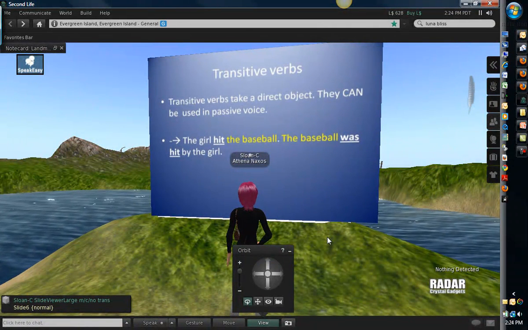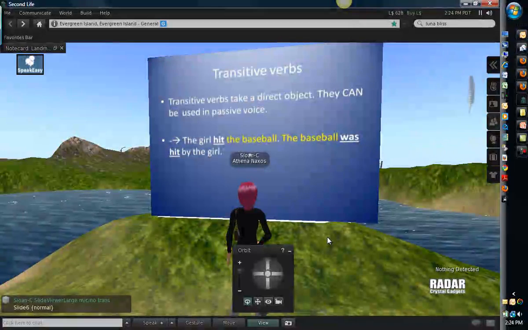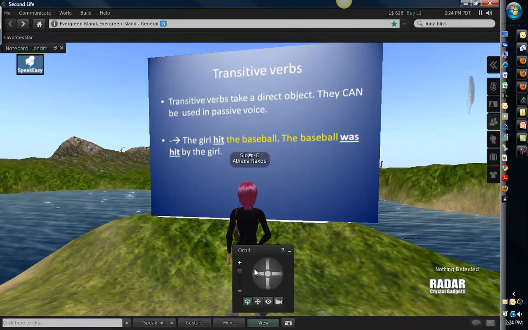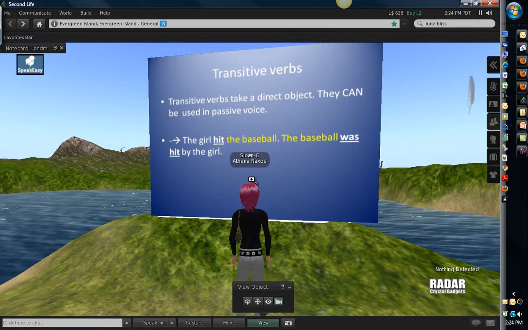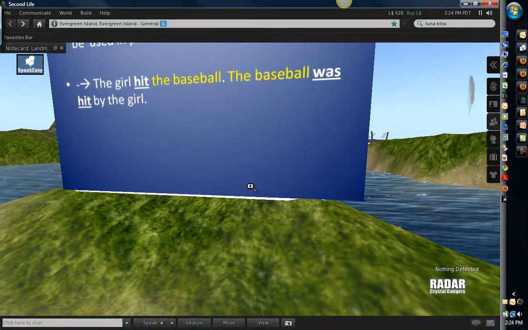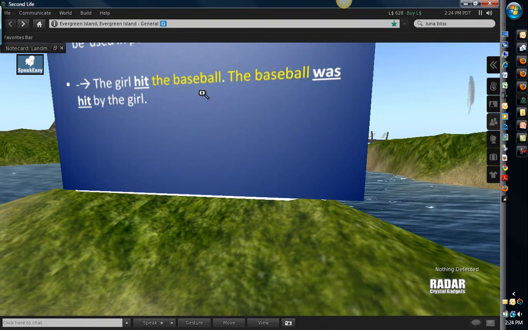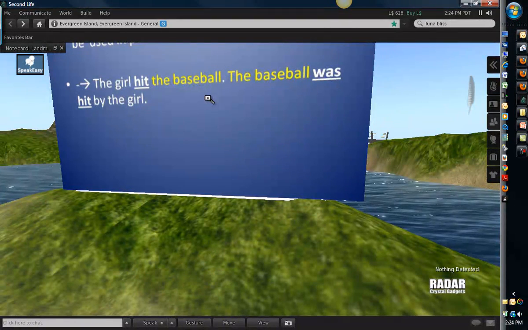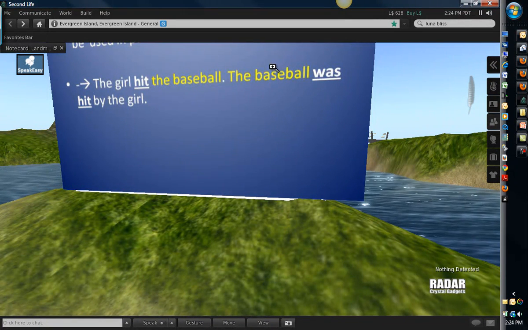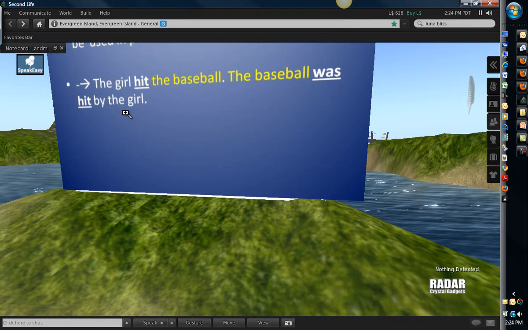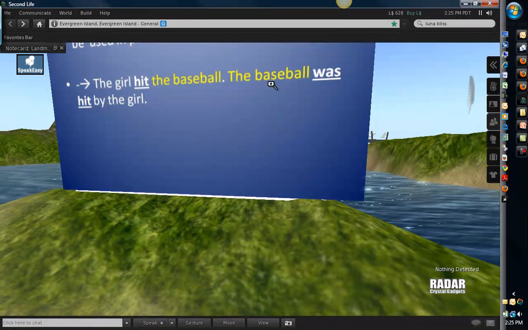Okay, now let's talk about transitive verbs a little more. Transitive verbs take a direct object. They can be used in the passive voice. Let's look at this example. The girl hit the baseball. The verb hit is a transitive verb. It takes a direct object, baseball. We can make that sentence passive. In the passive sentence, baseball, which was the object of the sentence, now becomes the subject. The baseball was hit by the girl. Now the baseball is much more important in the passive sentence because it's in the first place.